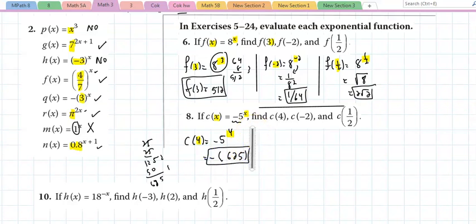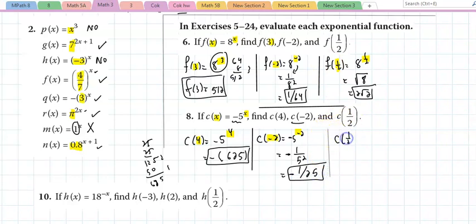And if I want to take c of negative 2, again, I'm going to replace the x by a negative 2, something to get used to. Order of operations, parentheses is done, exponent, so that's negative 1 divided by 25, a very small number. Exponentials happen to grow very fast or decay very fast. c of 1/2 would be wherever you see an x, you're going to put in a 1/2. So that is negative 5 to the 1/2. That would be negative the square root of 5.